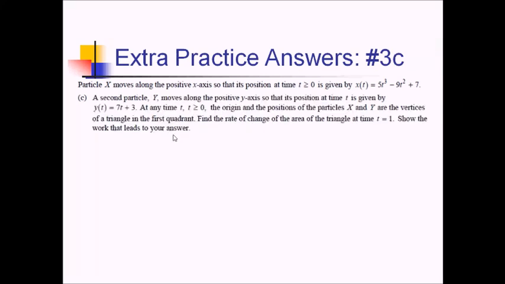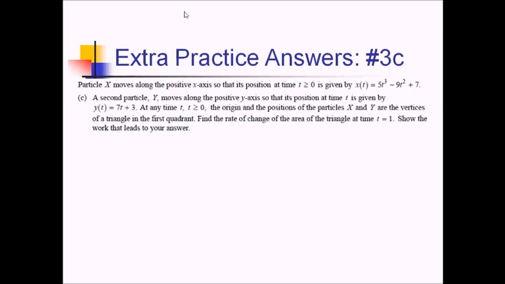For this next problem, we have a second particle mixing things up, particle y, going along the positive y-axis, and its position is given by this y of t function right here. So at any time greater than or equal to 0, the origin and the positions of particles x and y are the vertices of a triangle in the first quadrant.